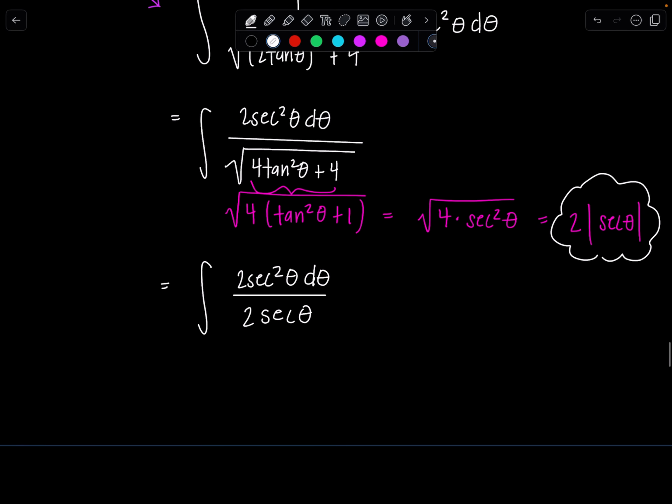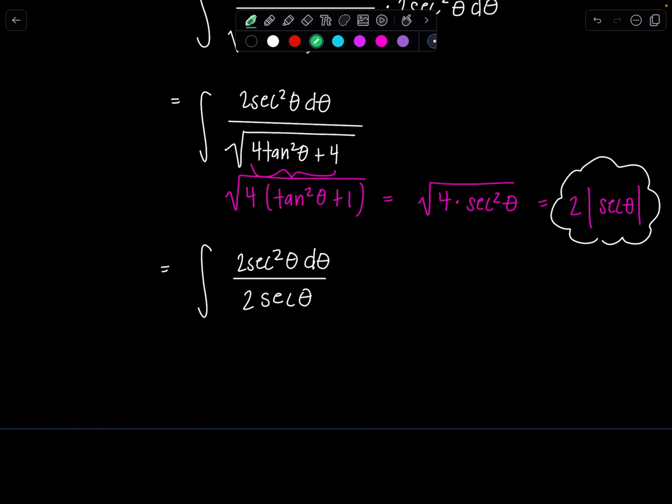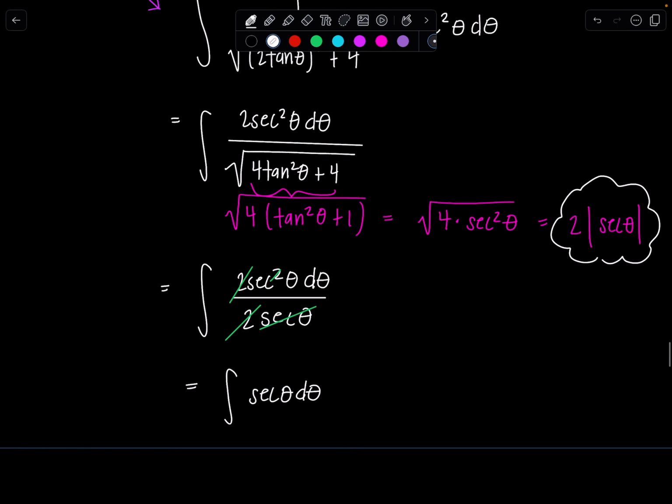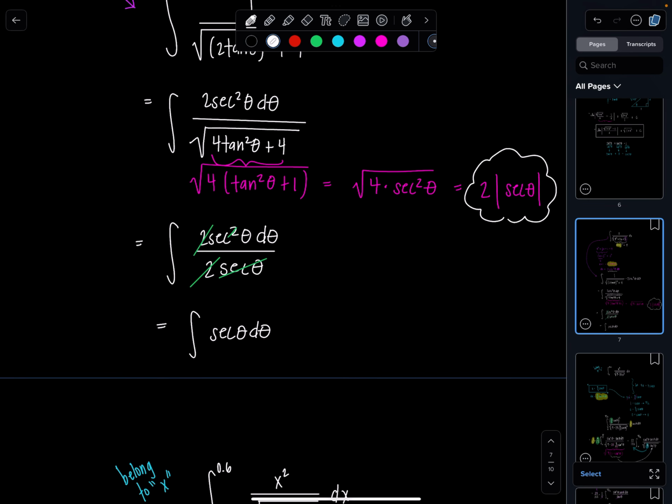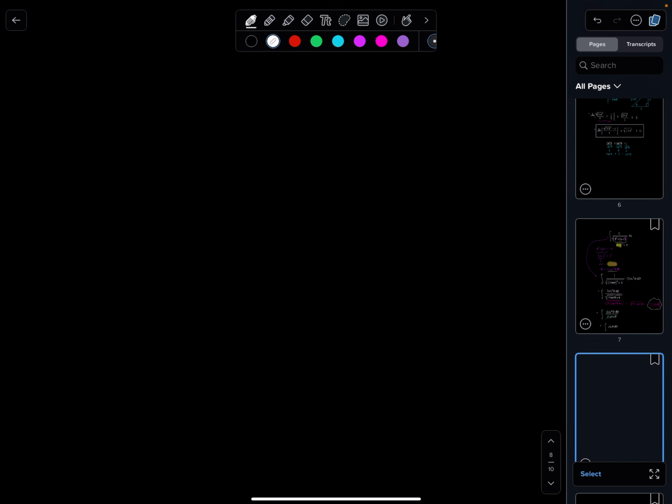Good, things are looking so lovely. I'm thrilled. The 2's cancel, a secant theta cancels. This is a beautiful little integral. Secant theta d theta. Do you know the antiderivative of secant theta? You should. That's one to put to memory. The way to derive it is you multiply numerator and denominator by secant theta plus tan theta and you make a u sub. It's not very intuitive. So for that reason, I would say, you know what? Go ahead, just memorize it.